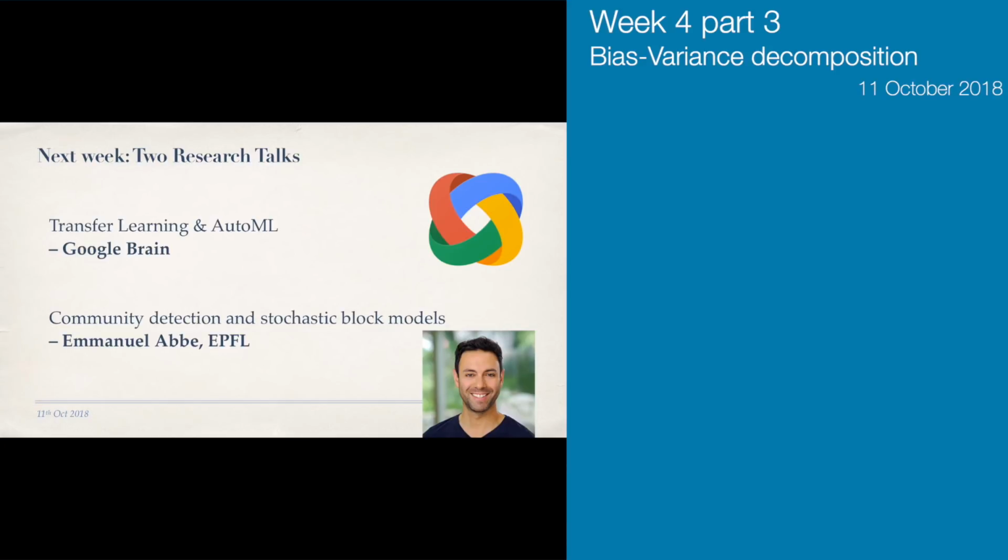On Tuesday, we'll have two outstanding researchers from Google Brain talking about transfer learning and AutoML. Transfer learning is the task of transferring some knowledge that you have gained while solving a task to a different task, which is somehow related. So as one would expect, there is some knowledge that will be transferred. And AutoML is the task of automating the machine learning pipeline in order to make it simpler for the practitioner.